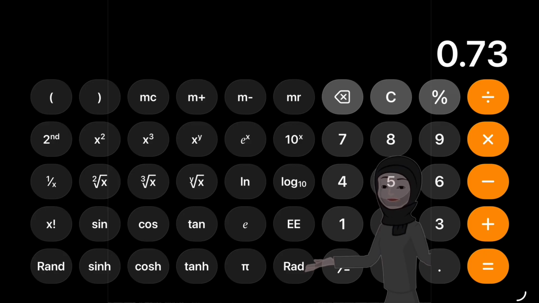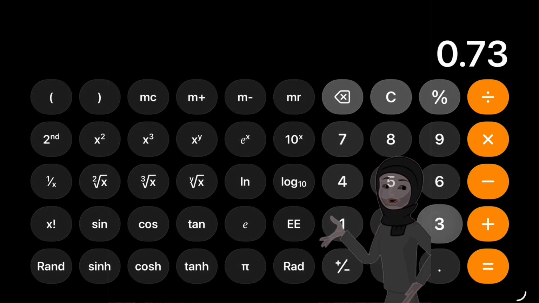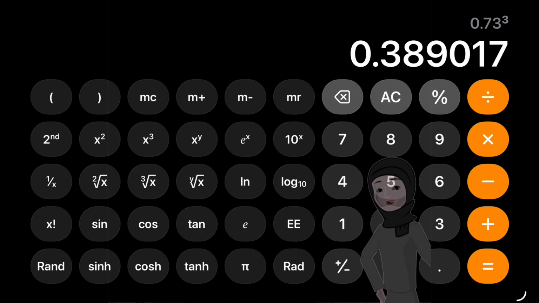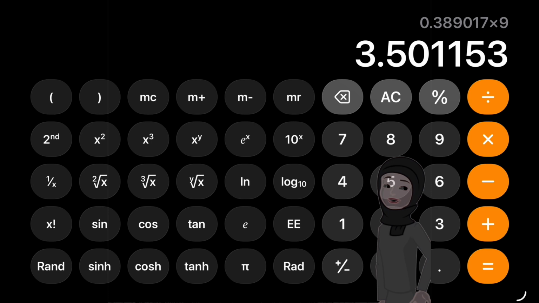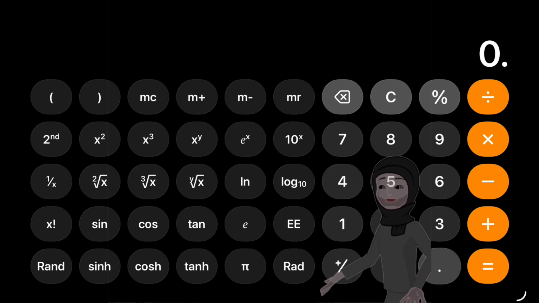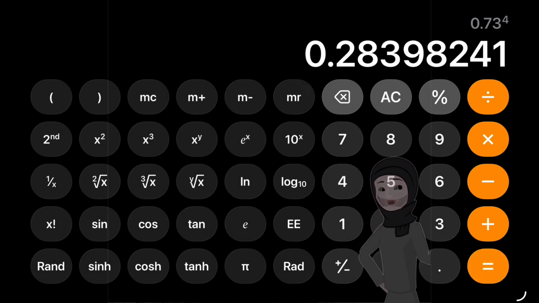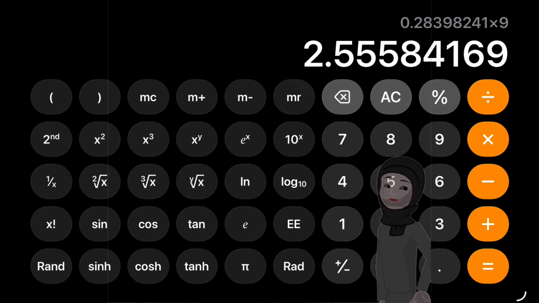So I have 0.73 and first I will square it. So you can see that it has decreased. It has become 0.5329. 0.5329 is less than 0.73. And 0.73, I will cube it now. It has become even lesser, 0.389017. And if I multiply by 9, it is 3.5. Same way, if I take 0.73 and raise it to the power of 4, I got 0.2839, and even if I multiply by 9, I will get a lesser value, 2.55 only. So it is decreasing, as you can observe.